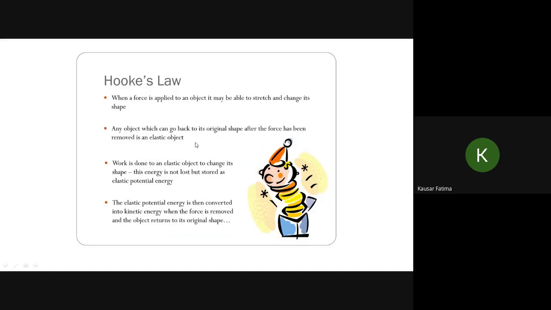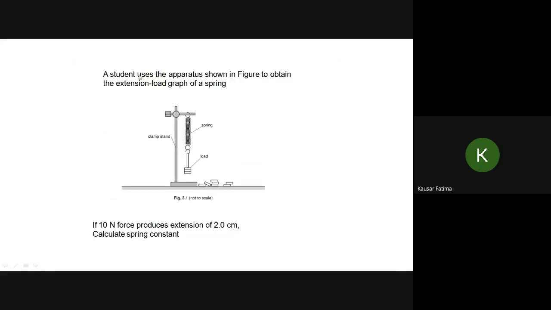Okay, force does work and stretches the spring by distance x. So that is work done, F into x. That work done is stored in the form of elastic potential energy. So when we pull this and release it, it will start vibrating, meaning that this will convert into kinetic energy. Here, a student uses this. This is another way of studying Hooke's law and the elastic behavior.